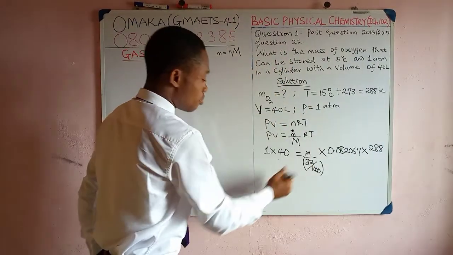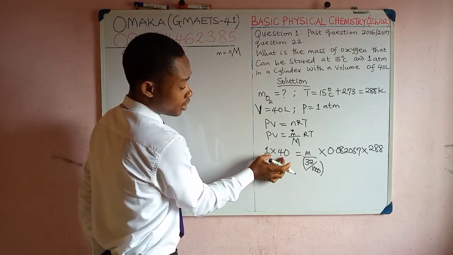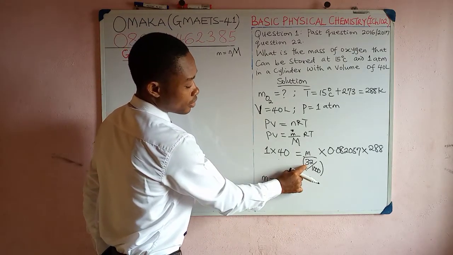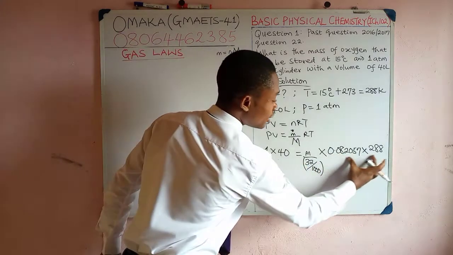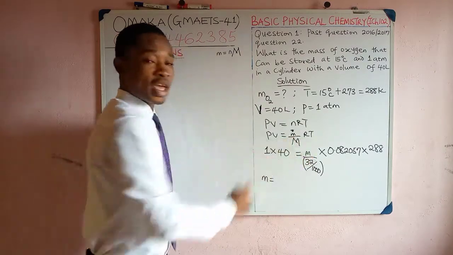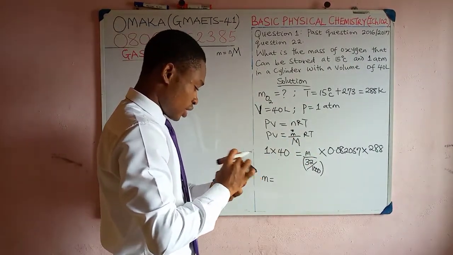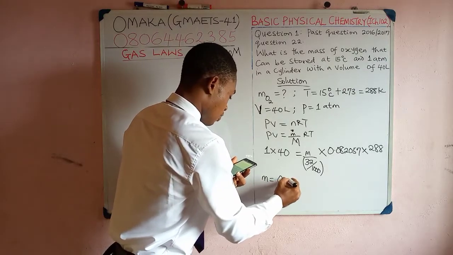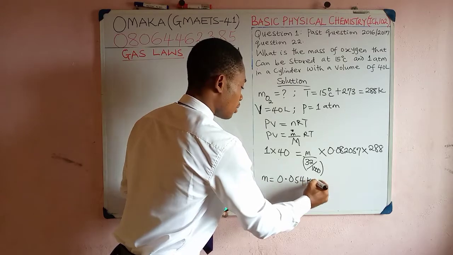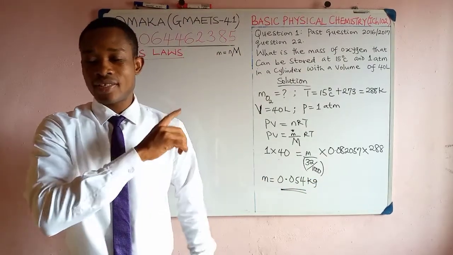If you work around this, make mass the subject of the formula. You're going to do 40 times 0.032. Anything you get, divide it by the product of these two terms to get the mass. Working through that, it's giving me 0.054 kilogram. Therefore, this is the mass of oxygen stored under this condition.